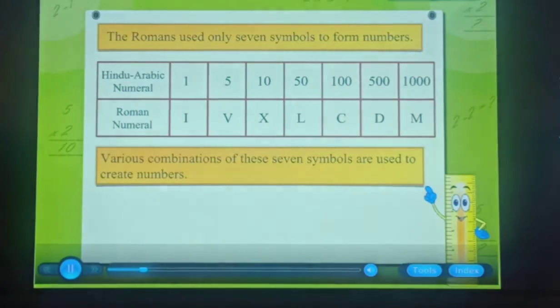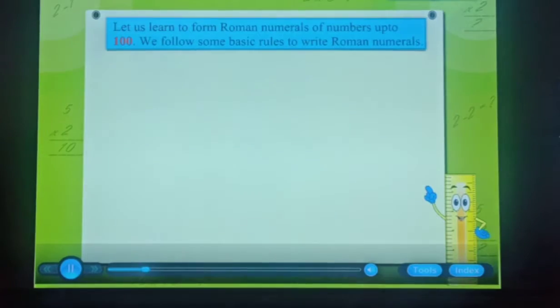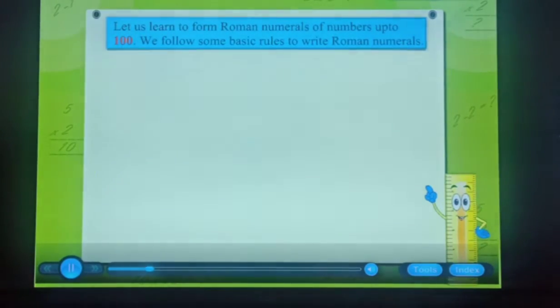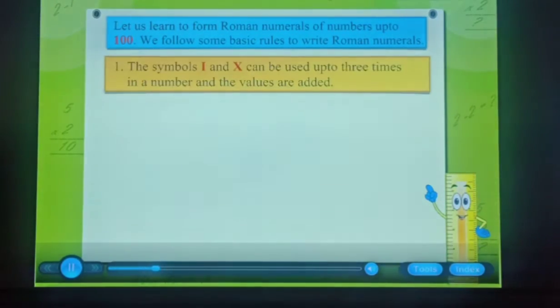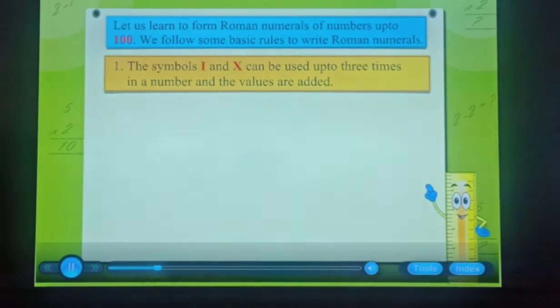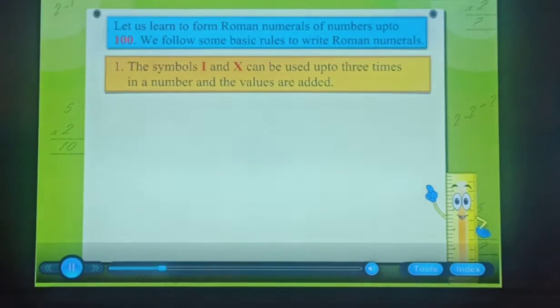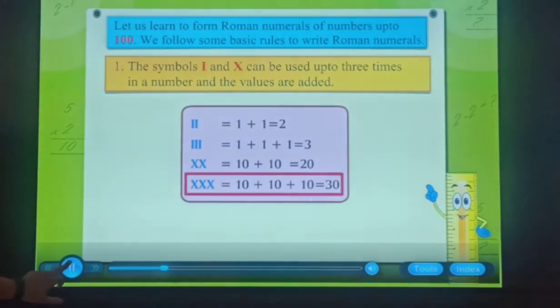To create numbers, let us learn to form Roman numerals of numbers up to 100. We follow some basic rules to write Roman numerals. The symbols I and X can be used up to 3 times in a number and the values are added.